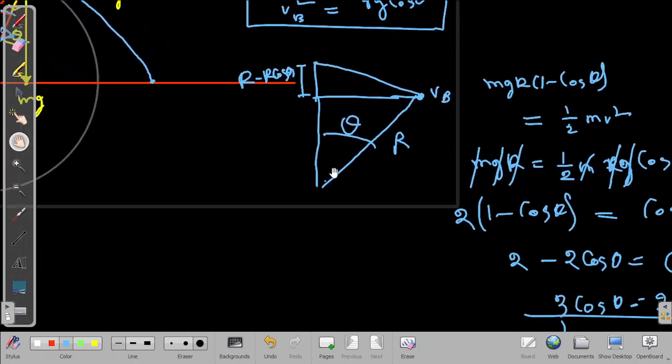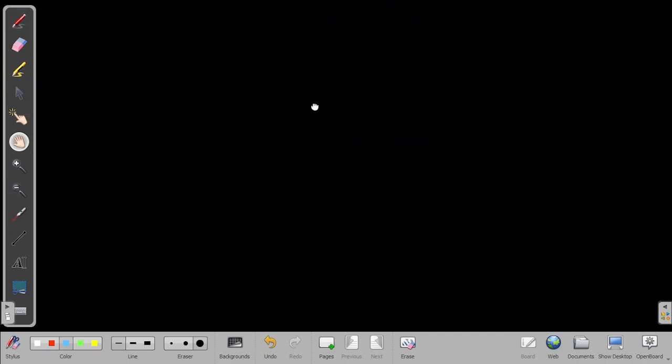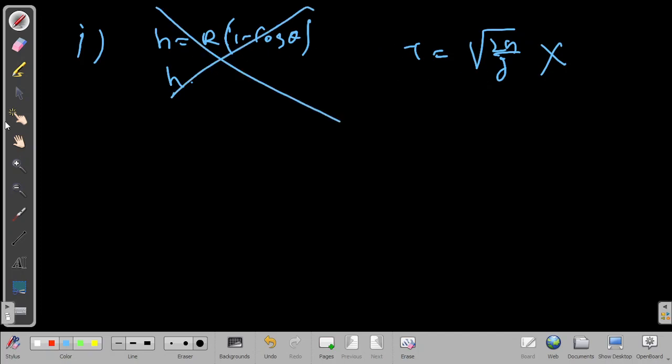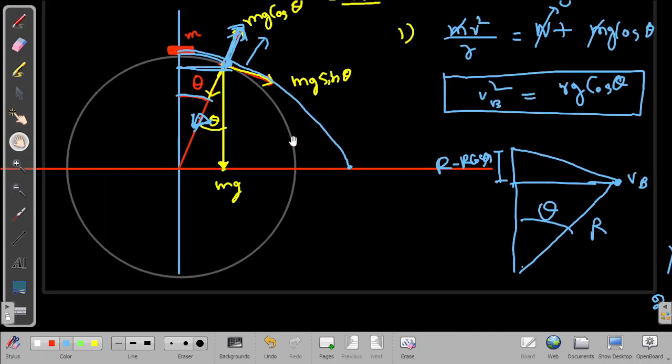According to some famous coaching, what I have seen is that they have simply used h is equal to r into 1 minus cos theta, okay. So as h is equal to r(1 minus cos theta), you have the value of theta, so just find the value of h, and t is equal to root over 2h by g. But this is just not wrong, this is basically wrong, and everything is wrong. This cannot be solved in that way, because, let me explain.